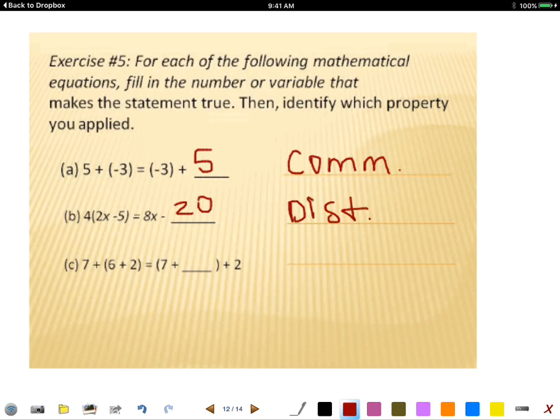Very good. Distributive property. You might want to show this using your little firework arrows here, showing the 4 multiplying to the 2x, and then the 4 being multiplied to the 5, which is how you got the 20. All right, and letter C, 7 plus 6 plus 2 in parentheses is equal to 7 plus 6 in parentheses and then plus 2. And that would be the associative property because you are associating different numbers together.